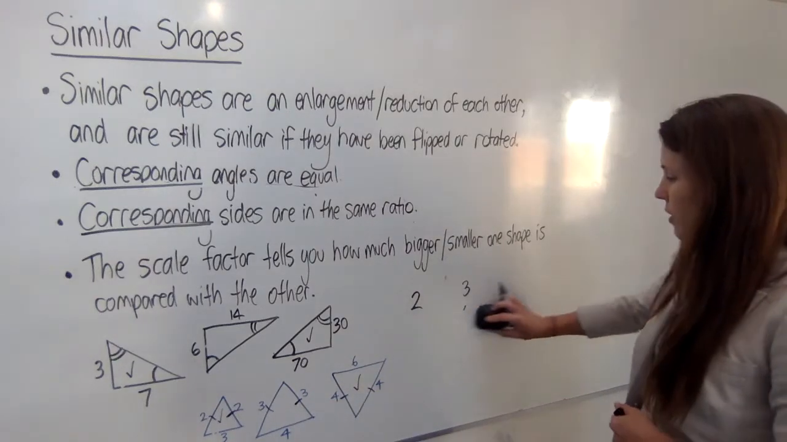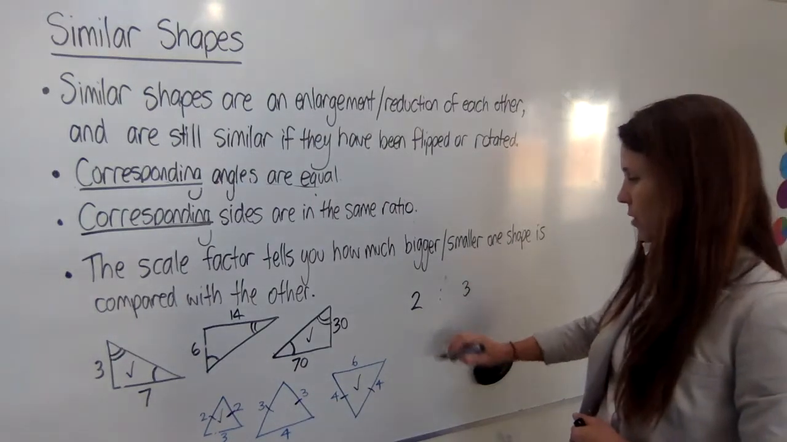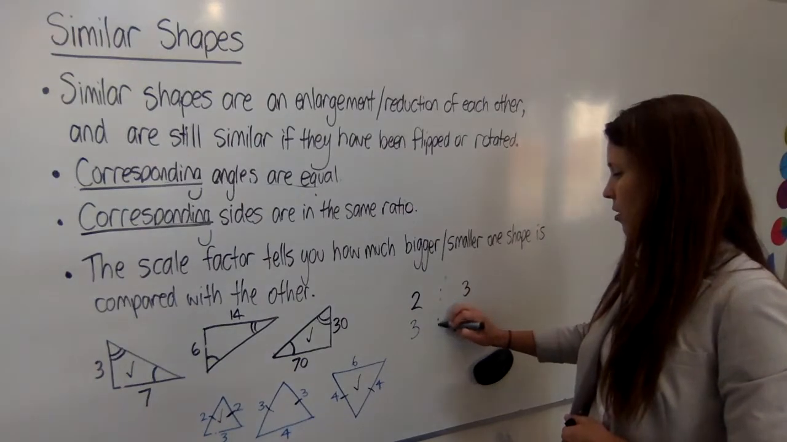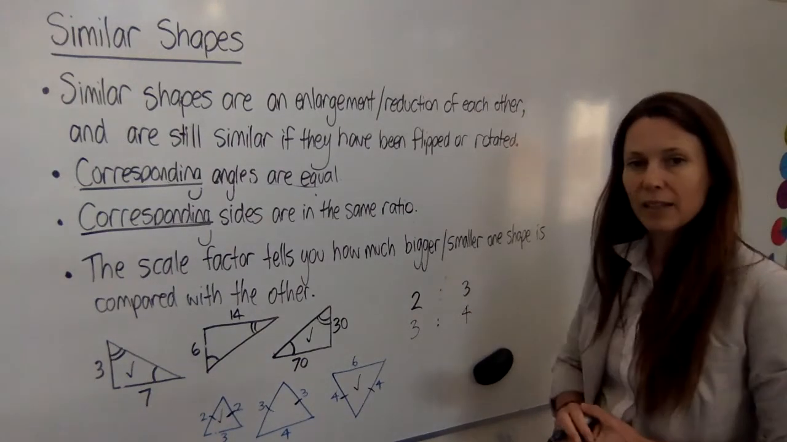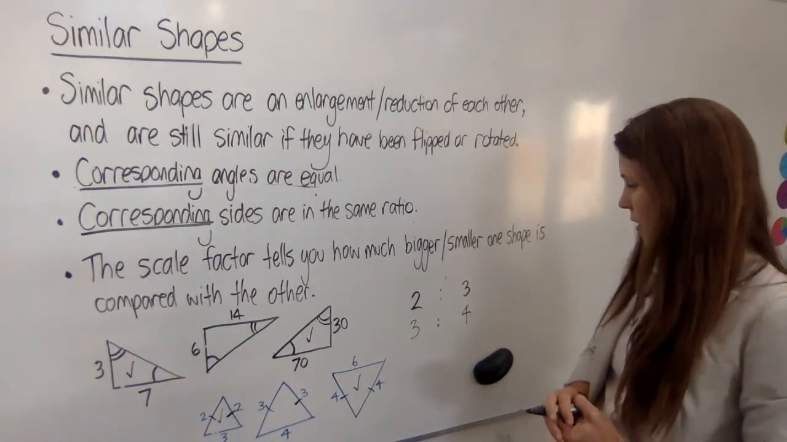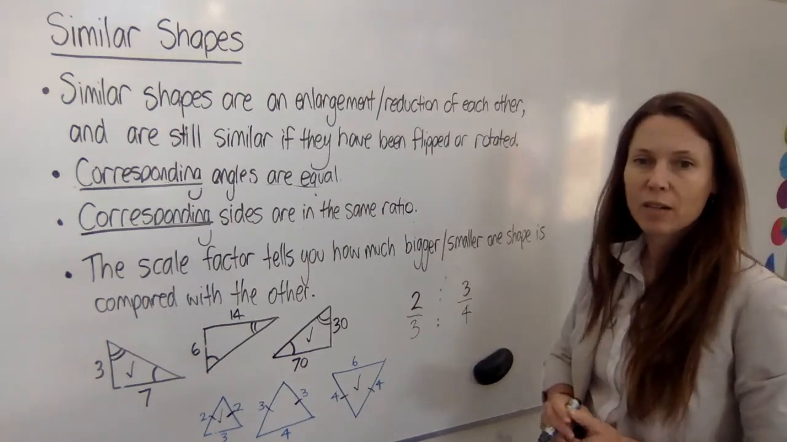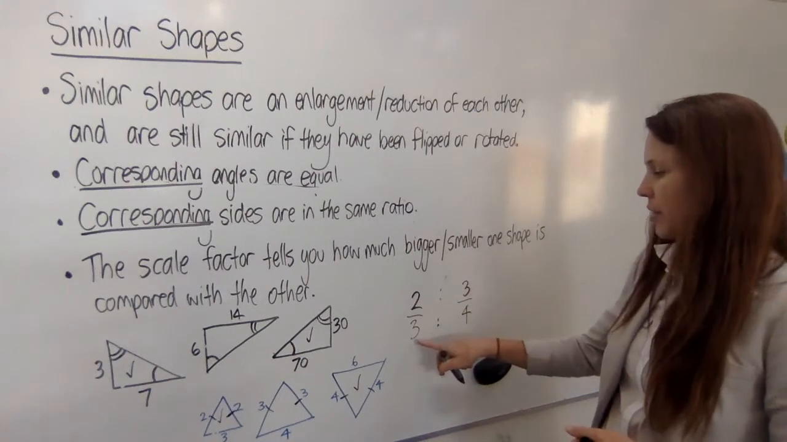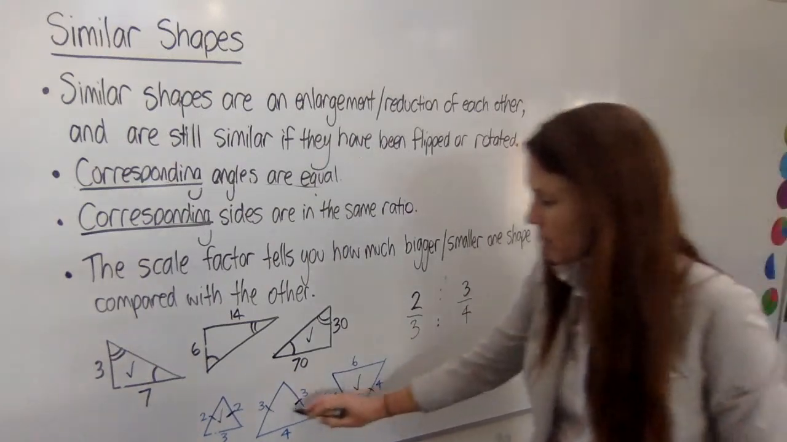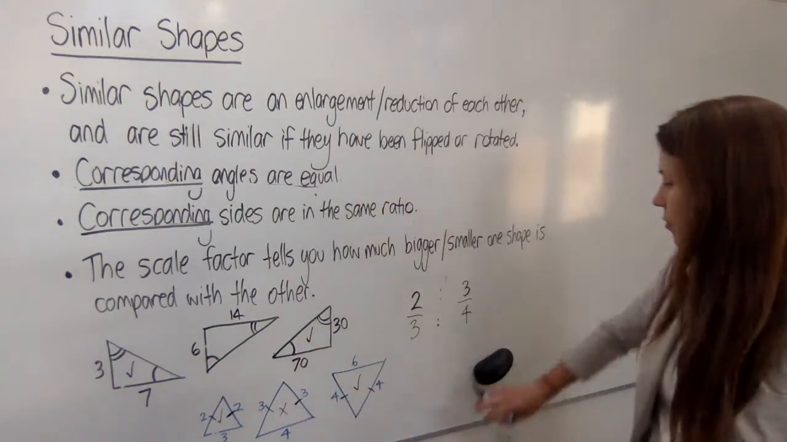Well, you can check it by saying 2 is to 3 as 3 is to 4, and having a look at that to see if that looks right. Now it doesn't look right because clearly 2/3 and 3/4 are not equal. So 2:3 can't be the same as 3:4. So this one is not similar to the other two.